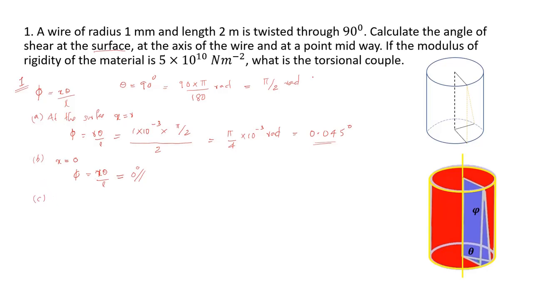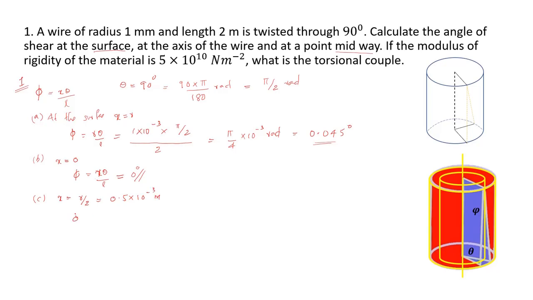The third point is at a point midway. Okay, let's find the angle of shear at the point midway. So this is a point midway. At midway, that is x is equal to r by 2. We know that radius is 1 into 10 to the power negative 3 meter. So r by 2 will be nothing but 0.5 into 10 to the power negative 3 meter.